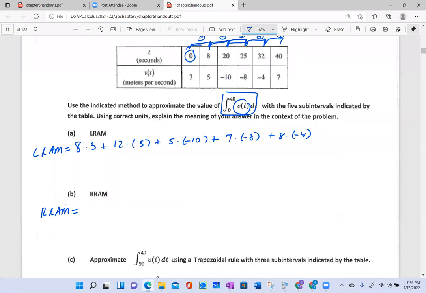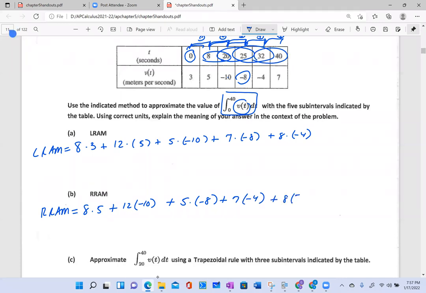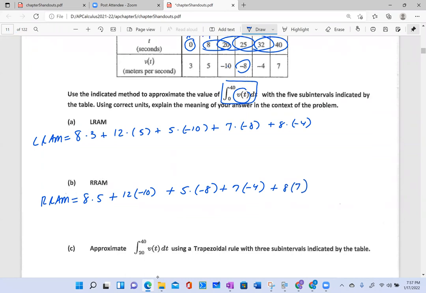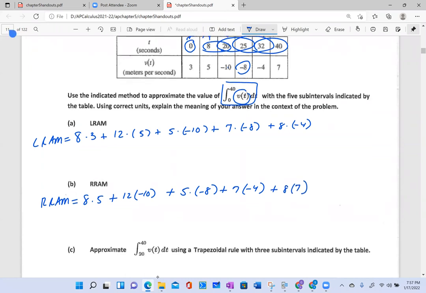So the delta x here in the first interval is now corrected to be 8. The right endpoint is 5. Again, between here and here, the difference is 12. But the right-hand endpoint, when t is 20, the velocity is negative 10. And between these two, the difference is 5. And the right-hand endpoint is negative 8. Between these two, the difference is 7. The velocity is negative 4. And between these two, it's 8. And the right-hand endpoint is 7. So again, the far left would be left out, and that's a 3.